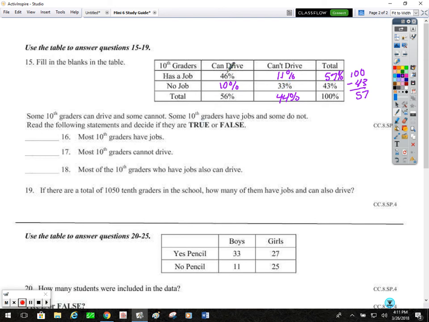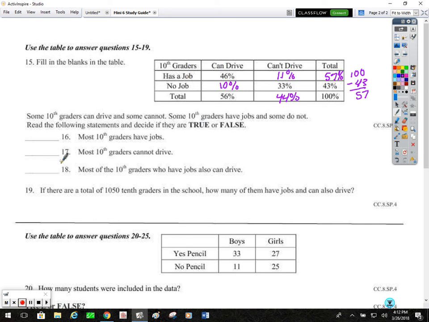And then my totals. This 56% is the percentage of 10th grade students that can drive. 44% is the percent of 10th grade students that cannot drive. Notice it didn't mention anything here about a job. So jobs are going to be my row totals. All right, so 57% of 10th graders have a job. 43% do not have a job. And again, notice it didn't mention anything about driving because we're not comparing. We just want to know who has a job, who doesn't.